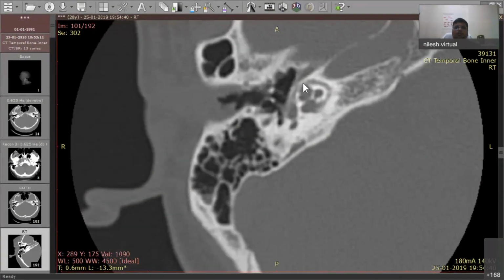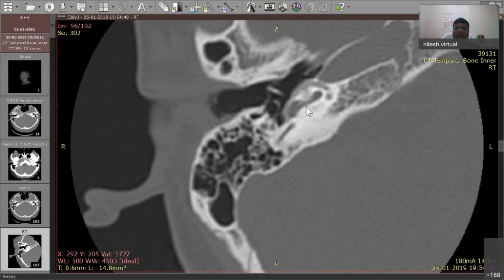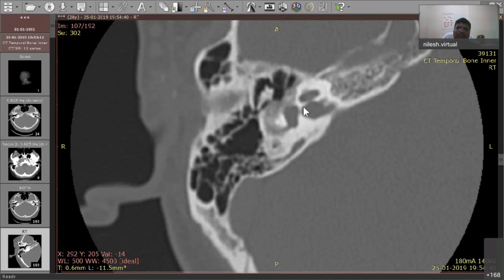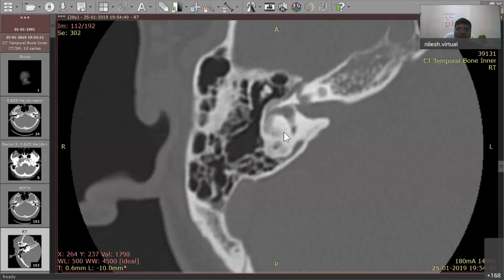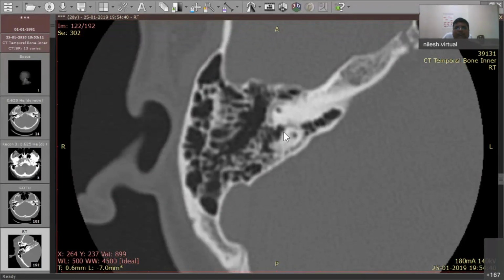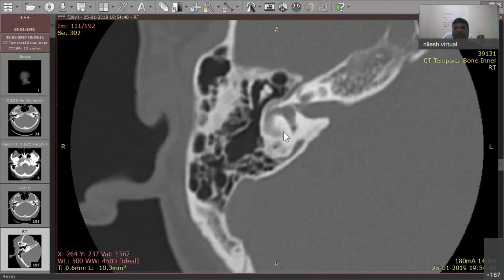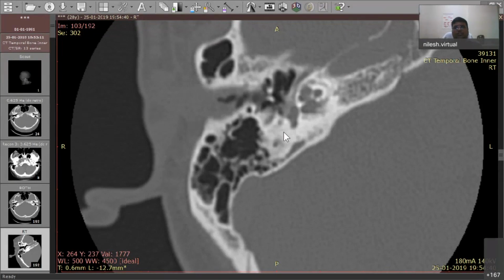So it is involving all the turns of the cochlea, with peripheral demineralization of the cochlea, and as you come up, you can see even demineralization of the lateral semicircular canal also. So these are not very good cases for stapedotomy. You can attempt, but always with a guarded prognosis.